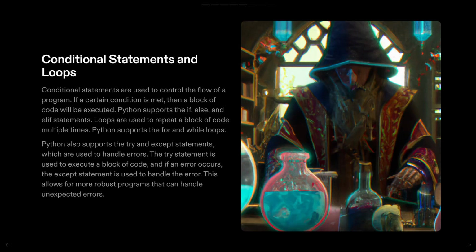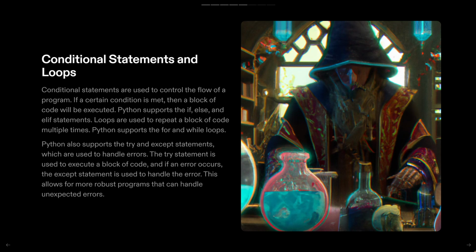Next, we have conditional statements and loops. Conditional statements are used to control the flow of a program. If a certain condition is met, then a block of code will be executed. Python supports the if, else, and elif statements. Loops are used to repeat a block of code multiple times. Python supports the for and while loops.